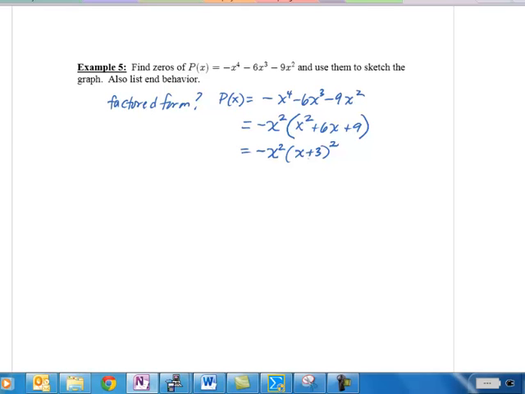All right, so now what we want to think about is, what's the end behavior? And we can say it will be like -x to the 4th, because that's the highest degree term. So it'll be down on both sides, like that.